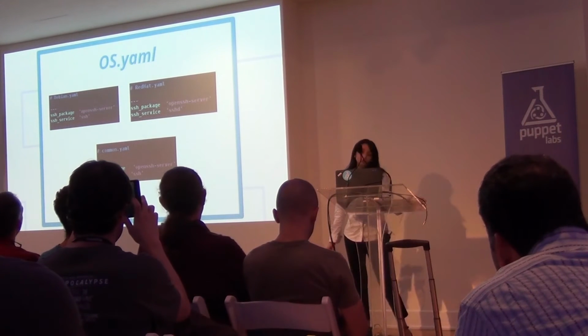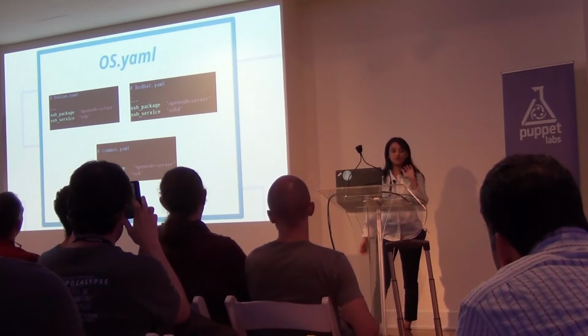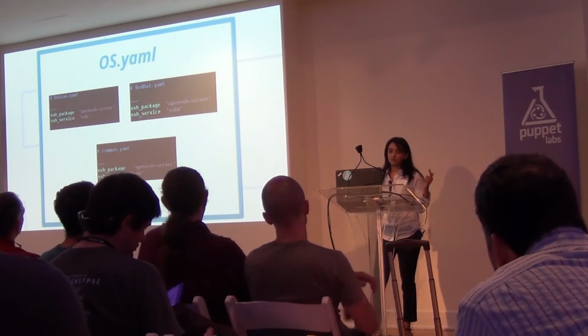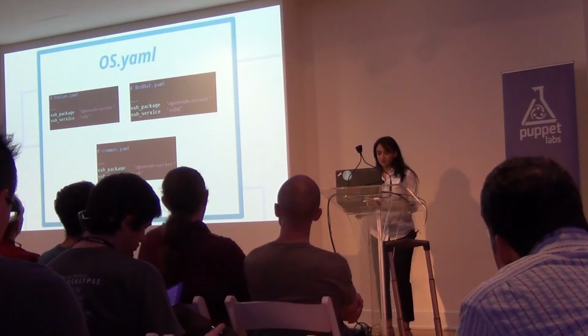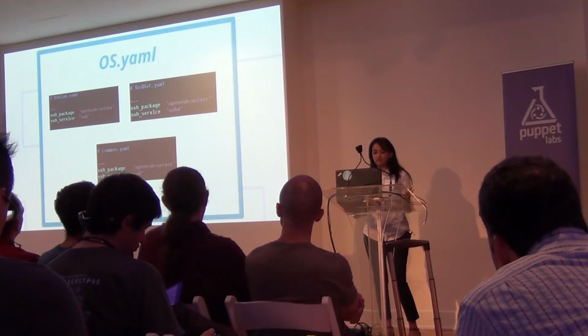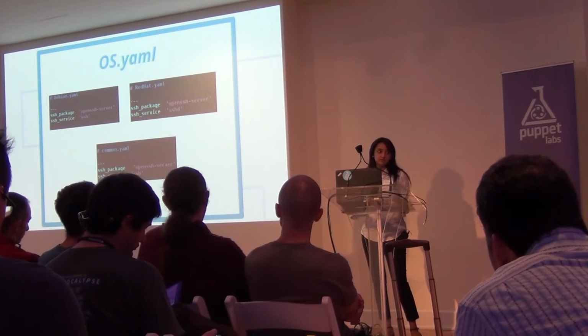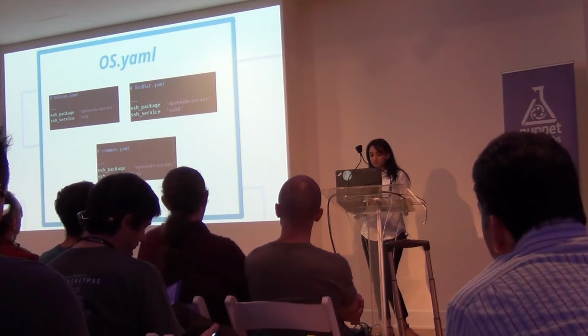And now if a new operating system comes up with a different package name and a different service name, the module's author doesn't have to worry about changing the whole module and all that kind of stuff. All you need to do is just create a new YAML file for your new OS, assign the values of the variables, and you're good to go.